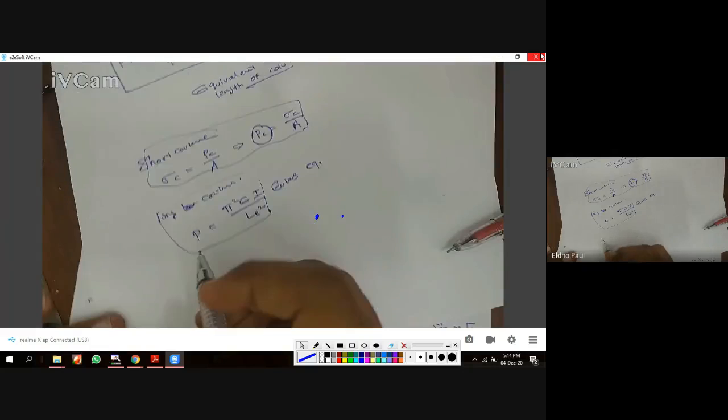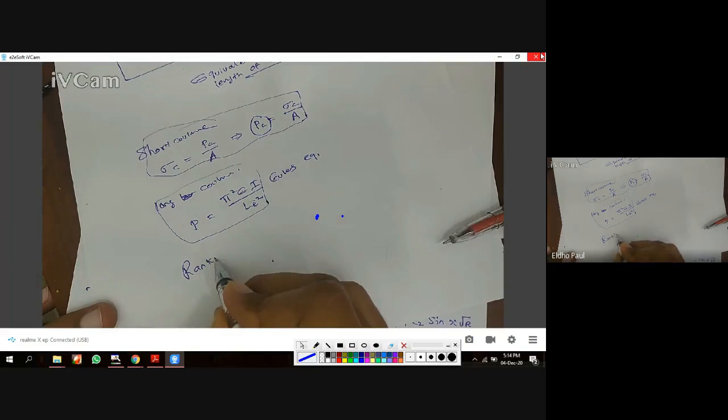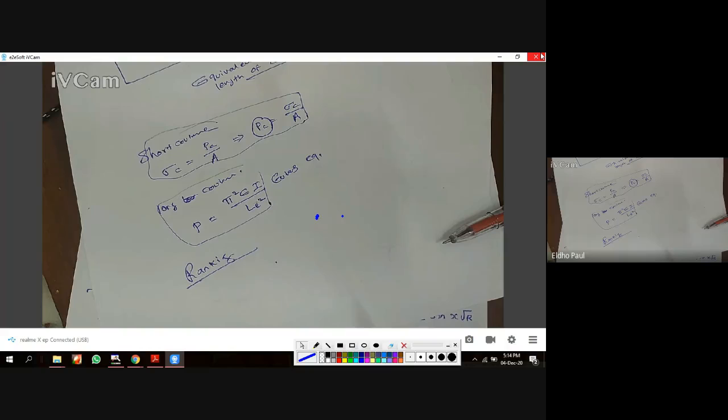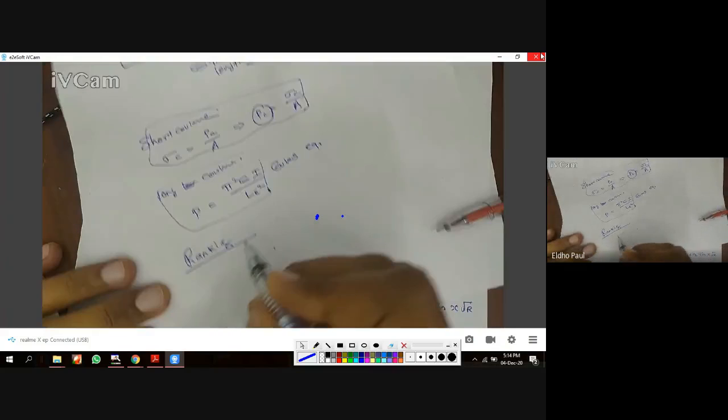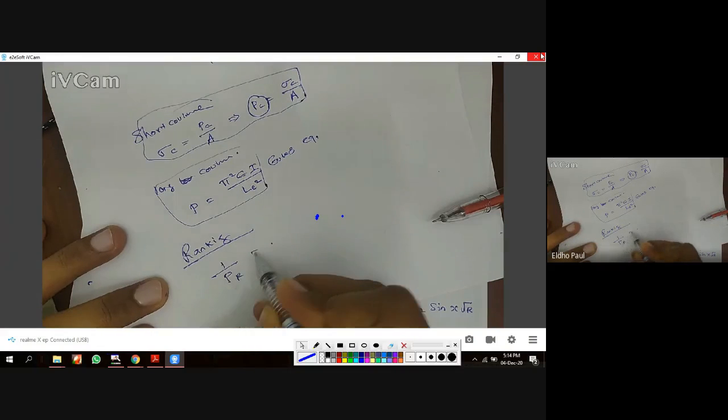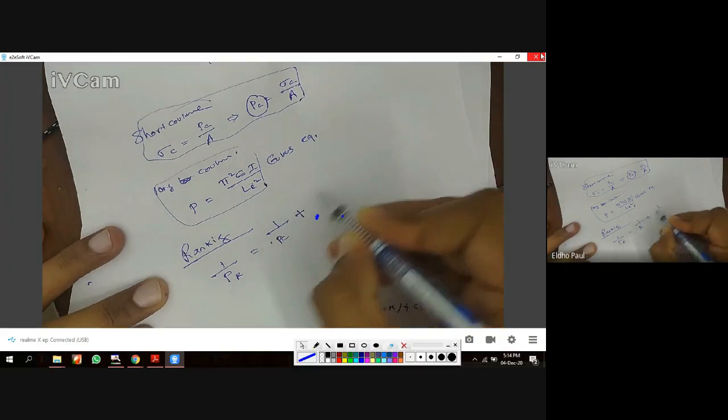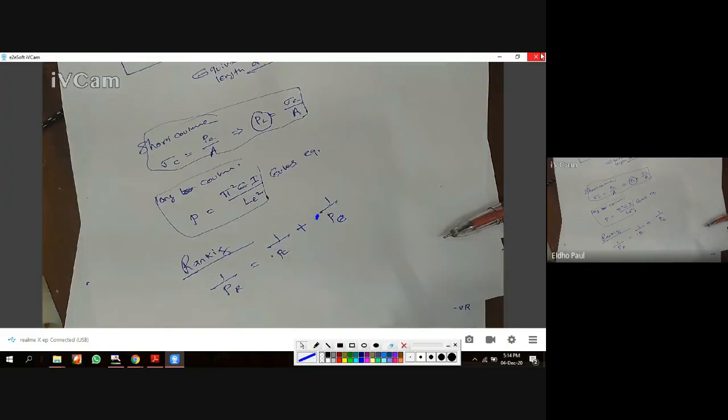Next one is the Rankine formula. The Rankine formula can be used for both the short column as well as the long column. And this is the Rankine formula: 1 by PR equal to 1 by PC plus 1 by PE. Here PR is the Rankine load, the load required for failure of a short or long column. Here we are not distinguishing whether it is a short column or a long column. So this is a failure load for a column, which may be a short column or a long column.